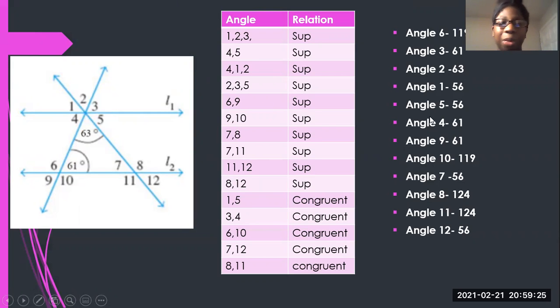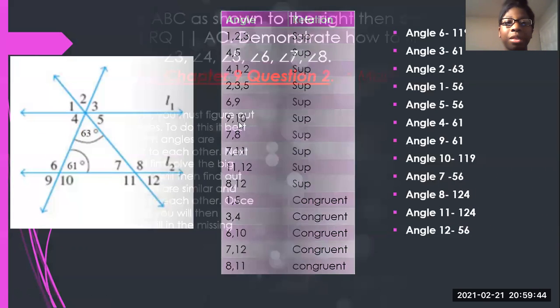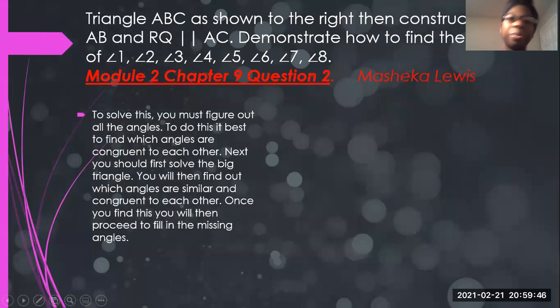And then so on. So we have 1, which is 56 right here. So 5 would be 56. And then we'll just go to complementary angles down here. So we have 7, which is 56, and 8, which is 56 minus 180, and so on. And these are our answers right here. Okay, let's go to the next question.